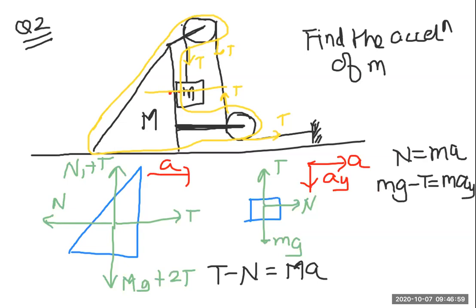How many unknowns are there? Unknowns are T, N, A, that's three, and AY makes the fourth. Four unknowns and only three equations. Then obviously we are not going to solve this. It is not possible. We need one more equation. Anybody has an idea where this one more equation is going to come from?